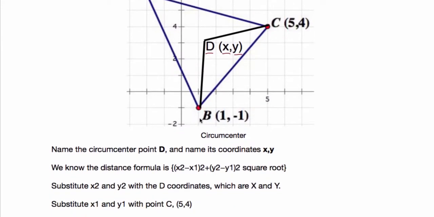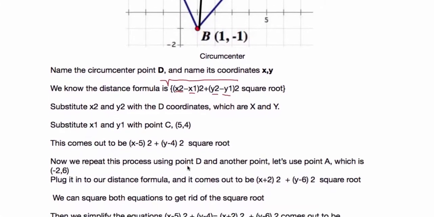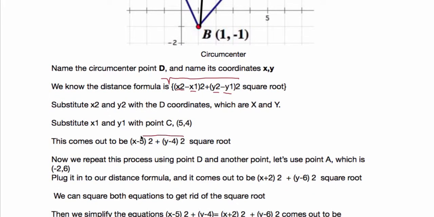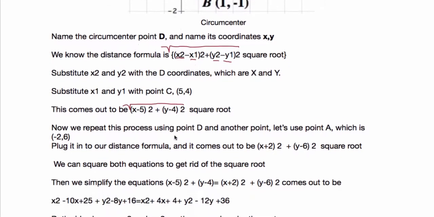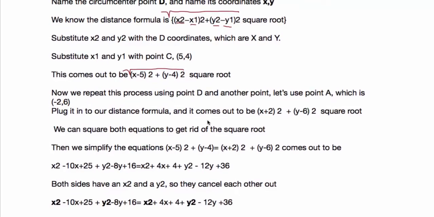We know the distance formula is the square root of x2 minus x1 squared plus y2 minus y1 squared. Now we substitute x2 and y2 with the D coordinates, which is x and y, and x1 and y1 with point C. We get this equation, and we repeat the process using point D and another point, point A.